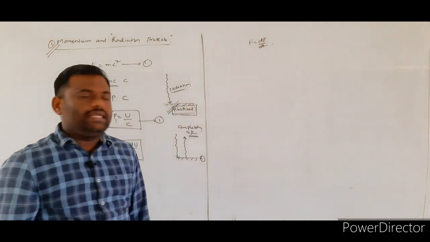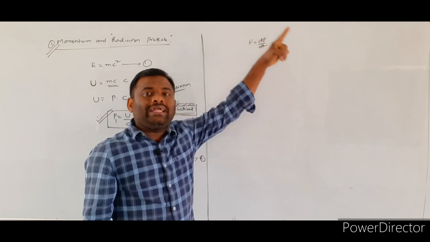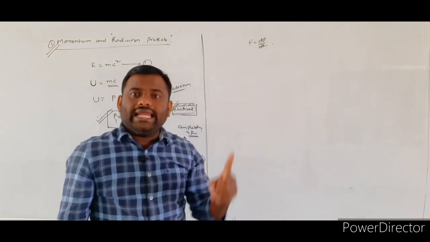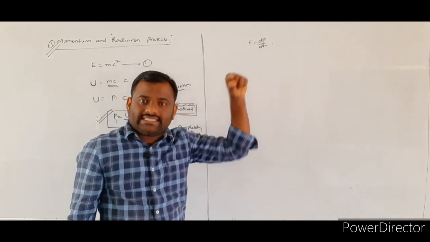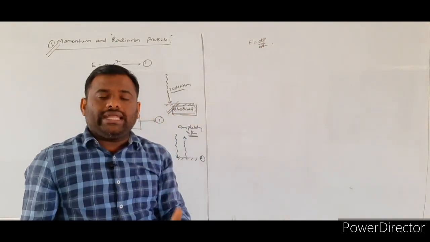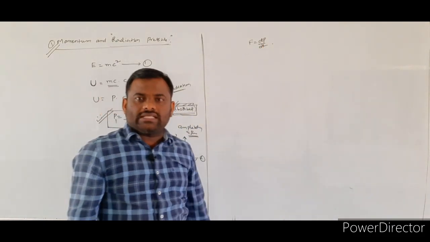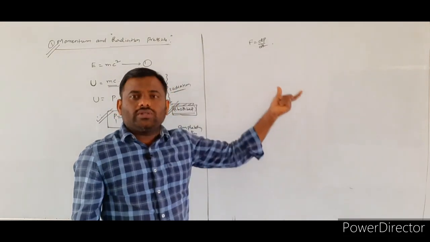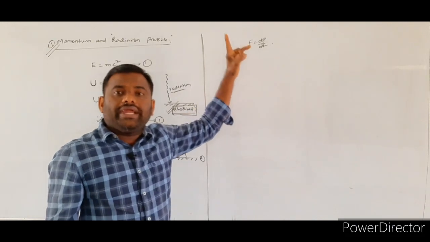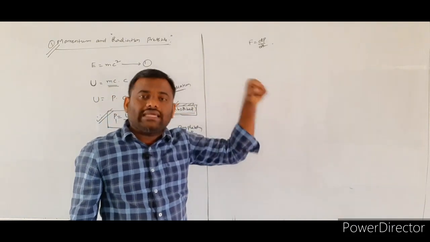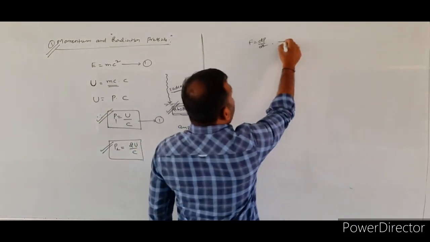F is equal to what? dp by dt. Whenever momentum exists for the given electromagnetic radiation, the radiation is also exerting an external force over the corresponding incident surface. Whenever the radiation acts with a force over the given surface, pressure will be developed.